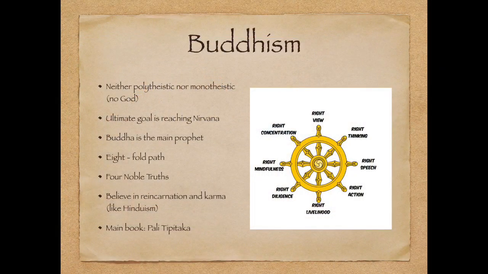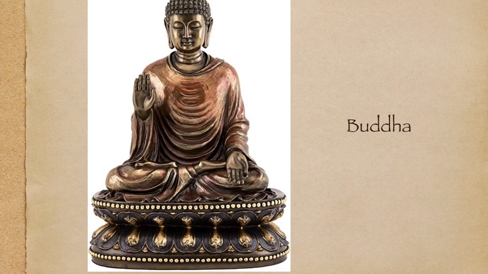Next, I'd like to talk about Buddhism. Buddhism is unique because it's neither polytheistic nor monotheistic, because Buddhists do not believe in God. The ultimate goal of Buddhism is reaching nirvana, or a state of not being born again and just being one with the universe, and your soul just becoming one with the universe. Buddha is the main prophet of Buddhism, and he started the religion.